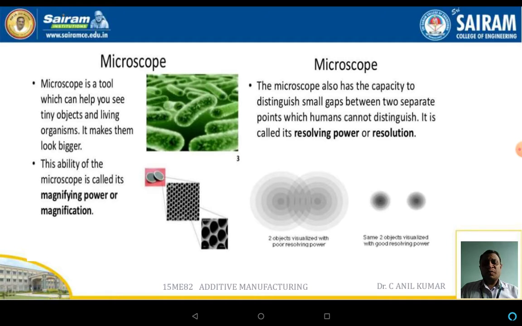Microscopes also have the capacity to distinguish the gaps between two particles, or two separate points, which human eyes cannot distinguish. This resolving power, the resolution, also makes microscopy more advantageous in identifying the characteristics of the material.